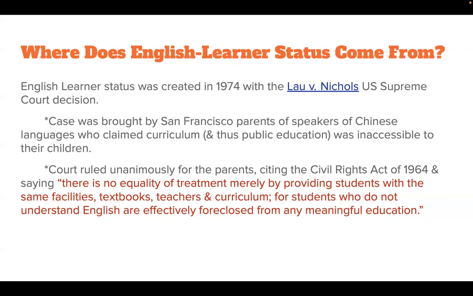So the court recognized that there's no official language in the United States. The public is choosing to present school in just English, and so that presents an inequity. So the big quote that's taken away is: there is no equality of treatment merely by providing students with the same facilities, textbooks, teachers, and curriculum, for students who do not understand English are effectively foreclosed from any meaningful education.